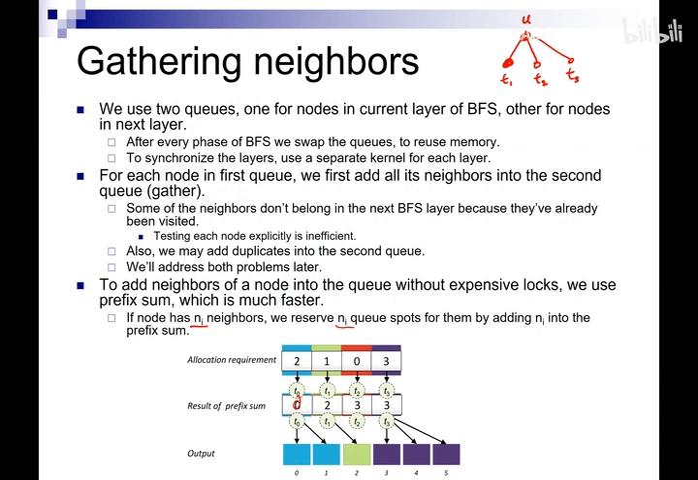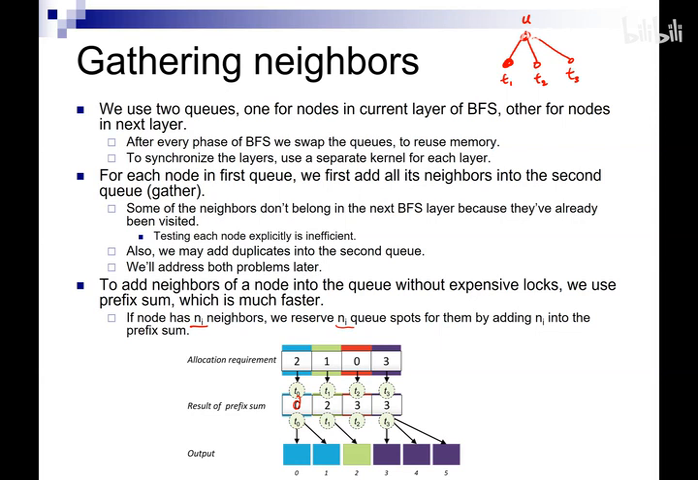Therefore, by doing this prefix sum, we can figure out exactly which locations in the queue to reserve for each thread. Now each thread can just go ahead and add its neighbors into those locations, and there will not be any conflicts. So we can do all of these additions into the queue in parallel, without conflicts, because, for example, thread 0 and thread 1 are enqueuing into completely disjoint locations.